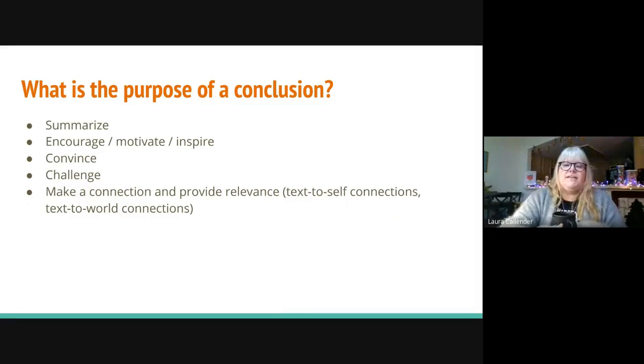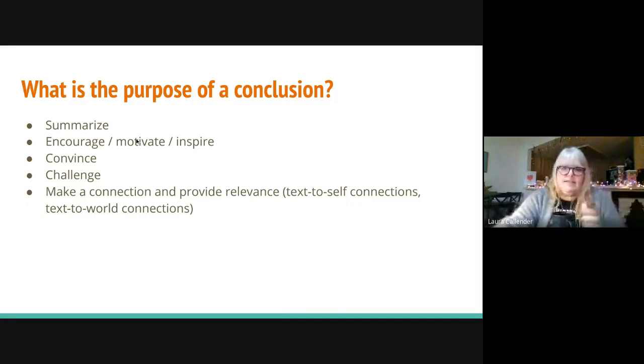And we definitely want to make a connection between our paper or our topic and the reader themselves. We want to make it relevant to them so that they feel like they haven't wasted their time reading it. We want to make text to self connections and text to world connections because everyone deals with emotional turmoil. So our theme can connect to any reader and the larger world.